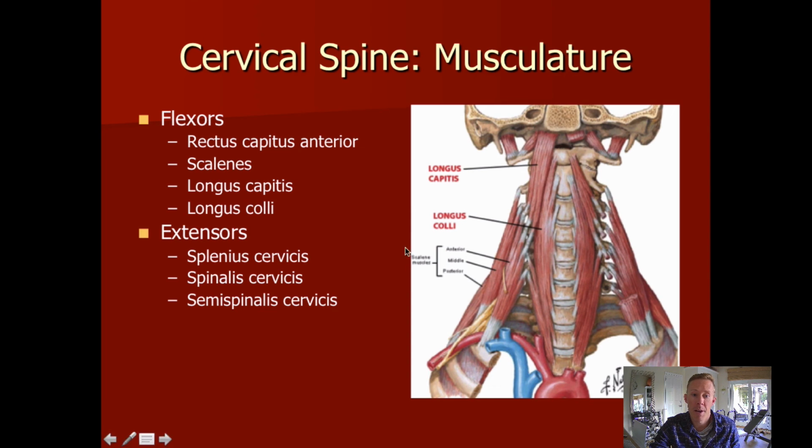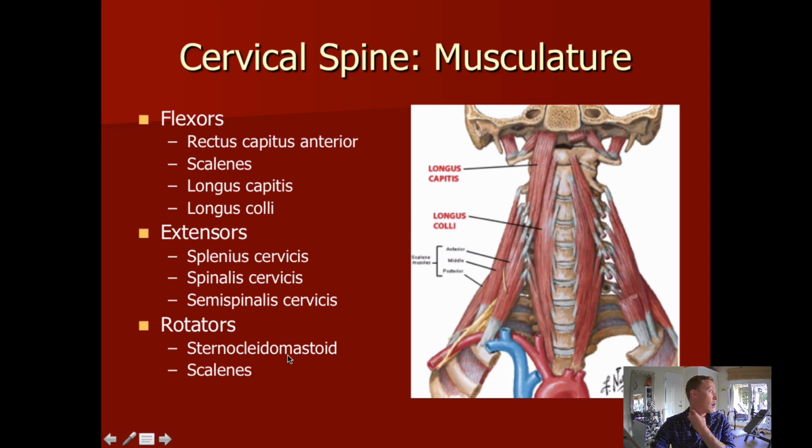Extensors, we have, again, on the backside, the name changes, but here's that semispinalis muscle we saw before. Because it's in the neck now, we call it cervicis. So these are all on the backside of the neck. Spinalis cervicis, spinalis was down in the thoracic spine, and then this new muscle, splenius, because, again, the neck, so splenius cervicis. So those are the extensors.